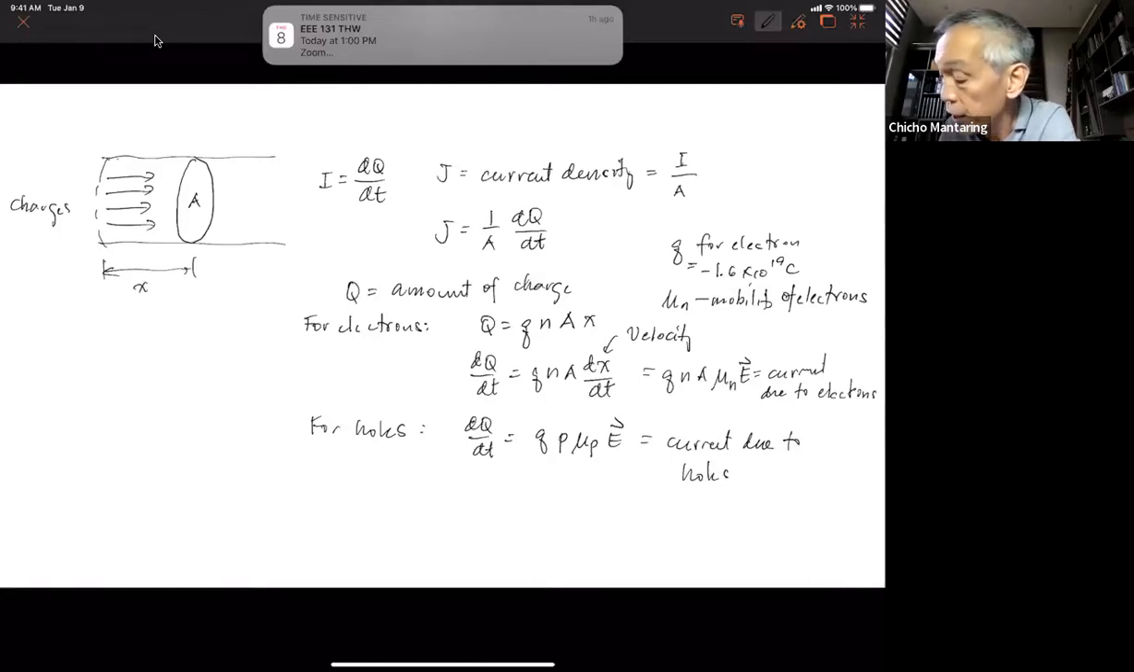This is I_n. This is your current due to electrons. We call this due to drift. No? And then this is your I due to holes. We call it due to drift.